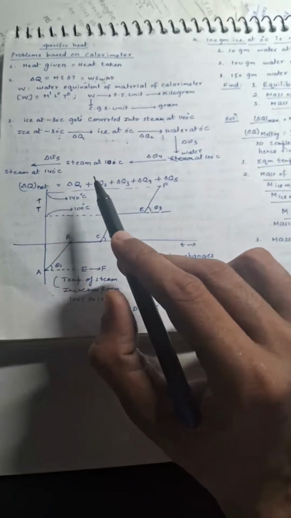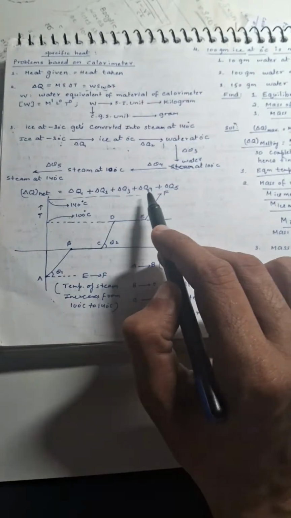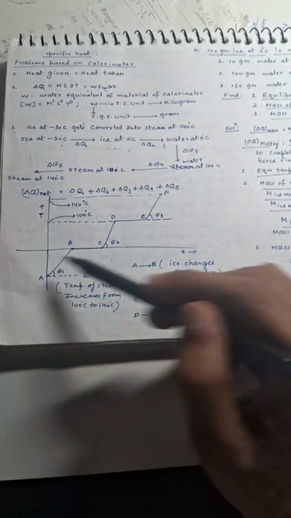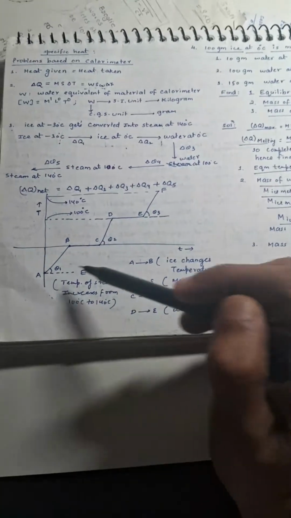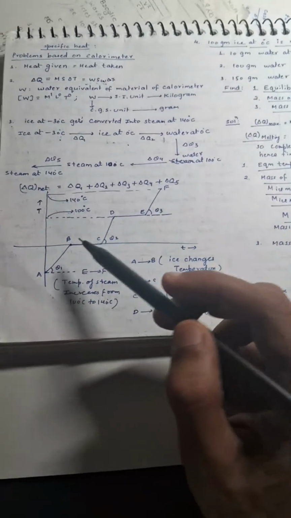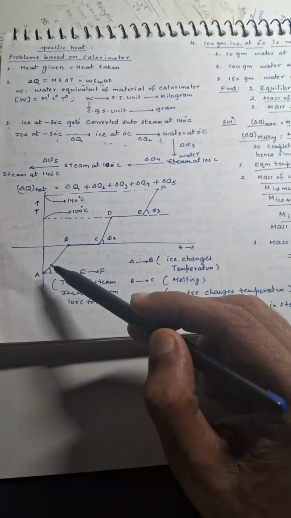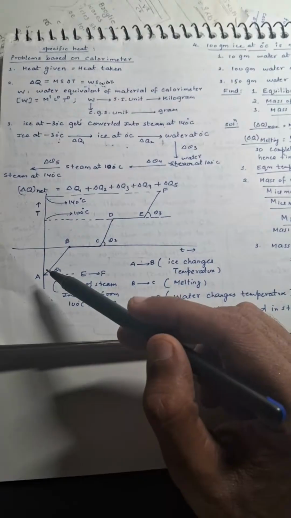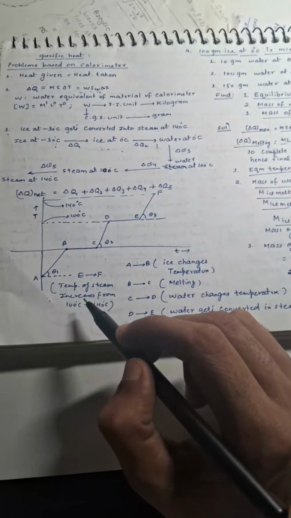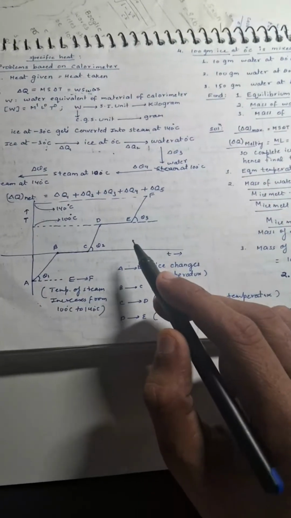So the net heat will be the sum of all of these: ΔQ1, ΔQ2, ΔQ3, ΔQ4 up to ΔQ5. If we observe things graphically in a temperature versus time graph, the graph will be like this, comprising the A, B, C, D, E, F curve. So if we observe the AB graph, it corresponds to the conversion from ice to water in this state. Then let's analyze the points graphically.